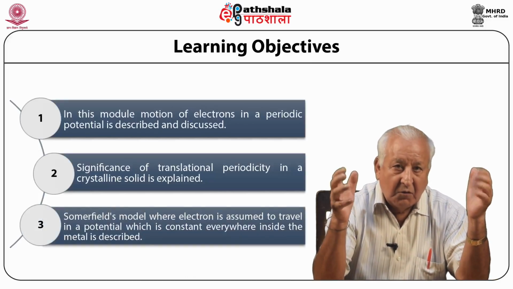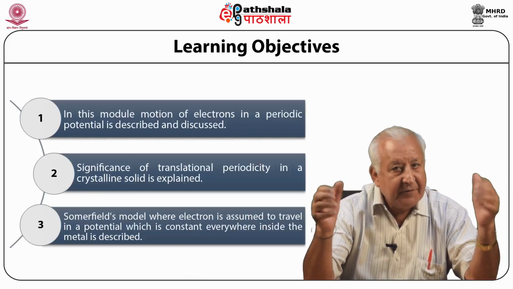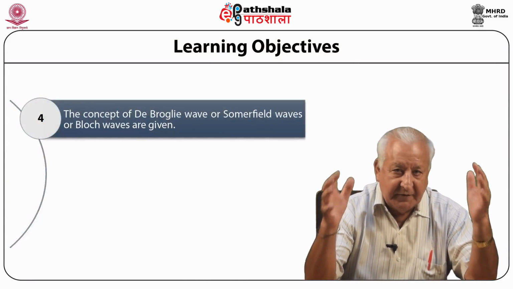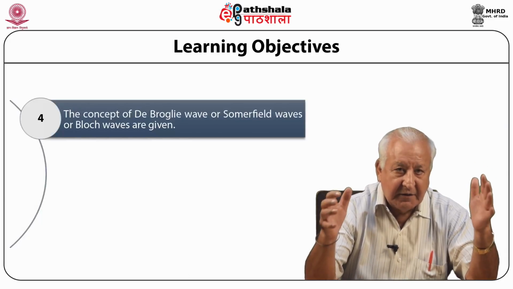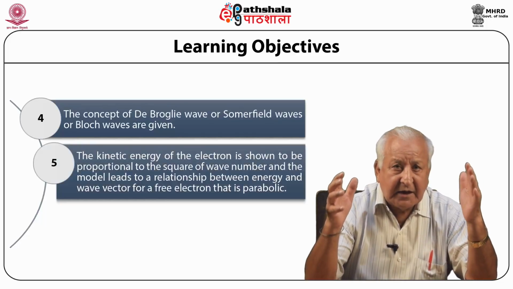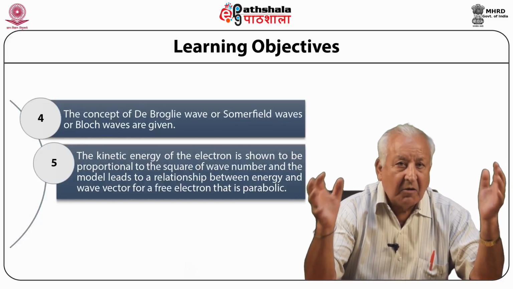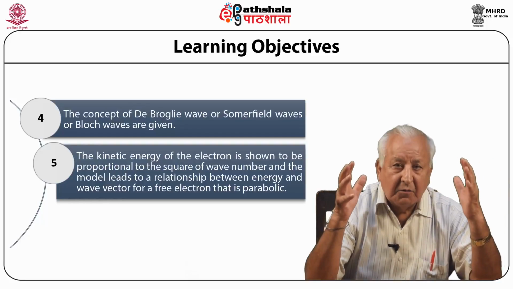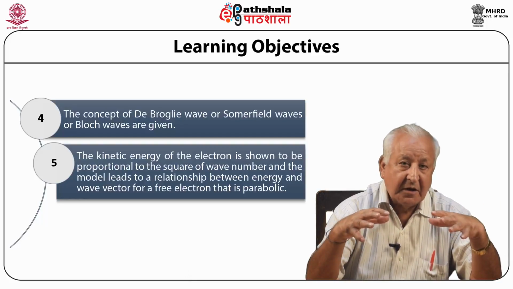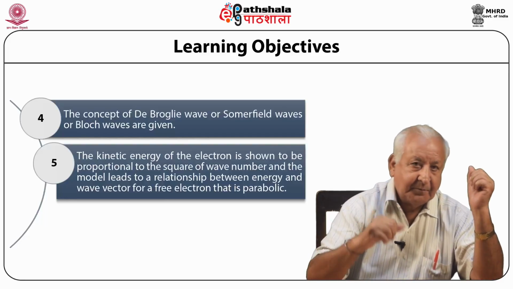Sommerfeld's model, where an electron is assumed to travel in a potential which is constant everywhere inside the metal, is described. The concept of de Broglie waves, or Sommerfeld waves, or Bloch waves is given. The kinetic energy of the electron is shown to be proportional to the square of the wave number, and the module leads to a relationship between energy and wave vector for a free electron that is of parabolic type.